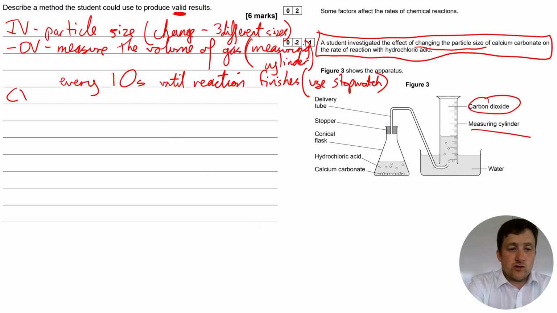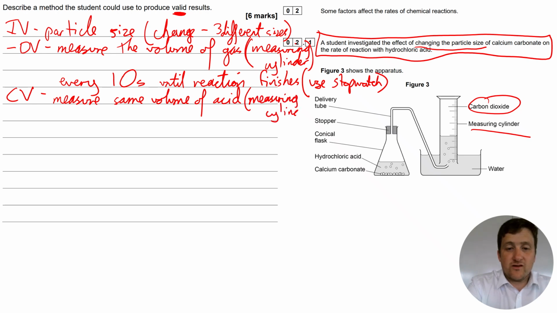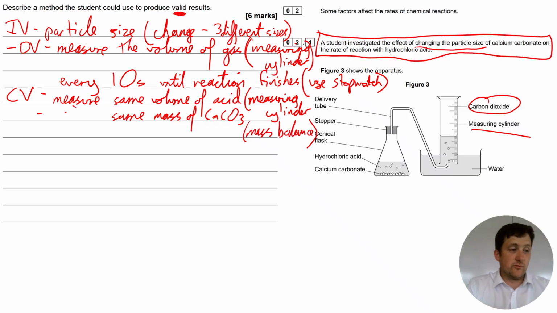Now, then we have our control variables. What am I going to keep the same? Okay, because currently I've just said what I'm changing and measuring. So now what am I going to keep the same? I'm going to measure the same volume of acid. And again, how am I measuring it? I'm using a measuring cylinder. I'm going to measure the same mass of calcium carbonate. Oh, how am I doing that? Mass balance. Again, just using those pieces of equipment to show that you know how to do them, okay?